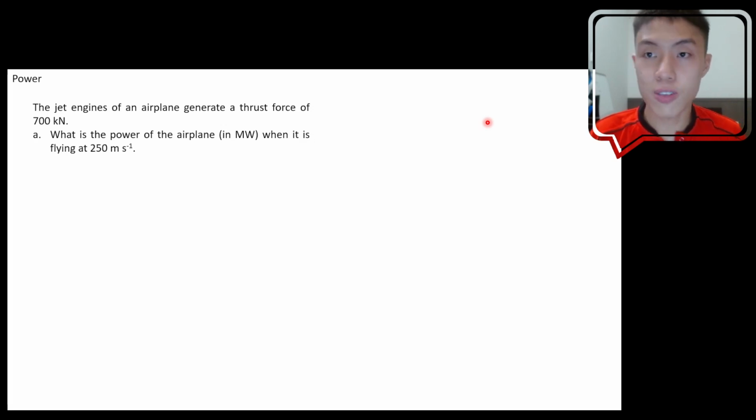Let's try to solve this problem here. The jet engines of an airplane generate a thrust force of 700 kilonewton. Thrust force is the force that propels an airplane forward, pushing the airplane forward.